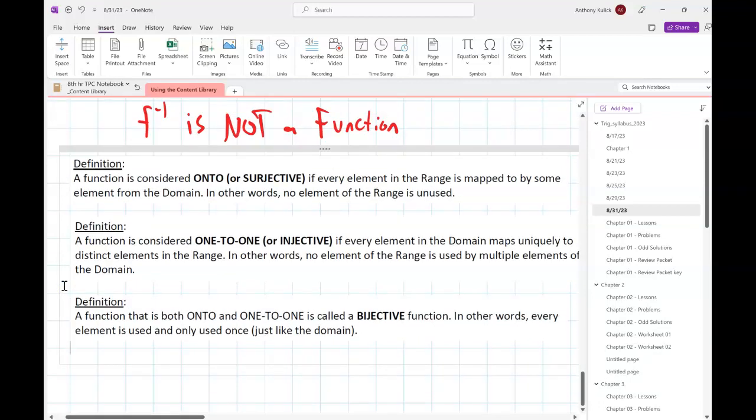So we say a function is considered onto if every element in the range is mapped to by some element from the domain. This just means that all the ranges are used. One-to-one: a function is considered one-to-one if every element in the domain maps uniquely to distinct elements in the range. The ranges only get to be used one time. And something that's both one-to-one and onto is called bijective.